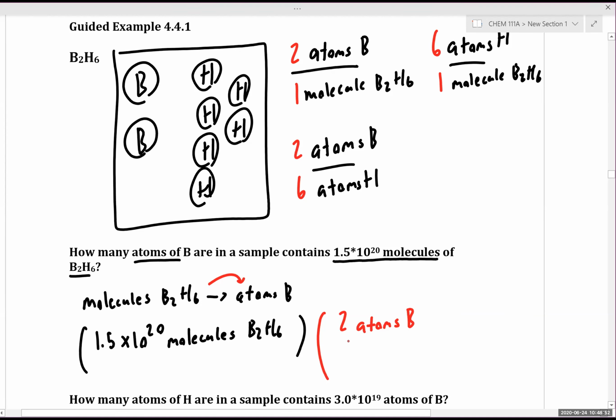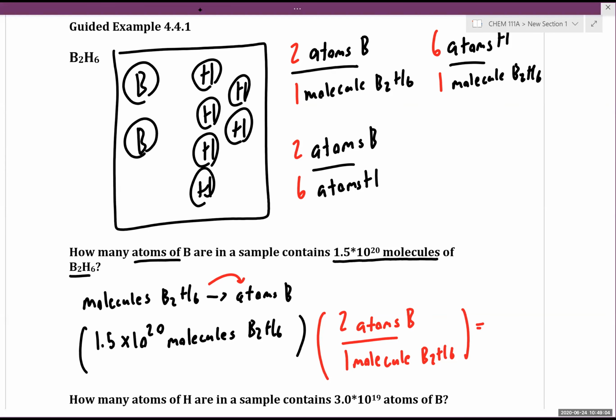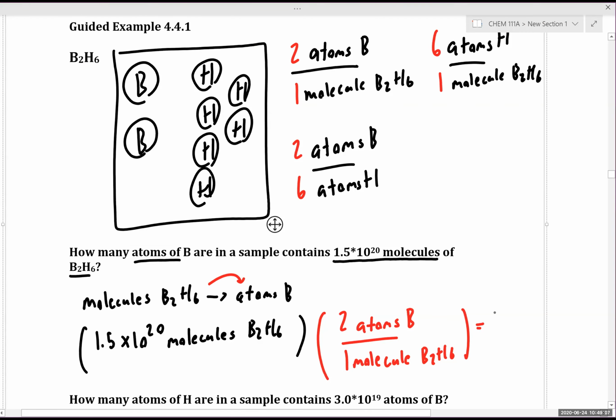And we already established there are 2 atoms of boron in 1 molecule of B2H6. And that in turn gives us, after punching it into our calculator, 3.0 times 10 to the 20th boron atoms. So the logic is exactly identical to how we handled the mole to mole conversions. The only difference now is that we're using units of atoms and molecules in our formula ratio.